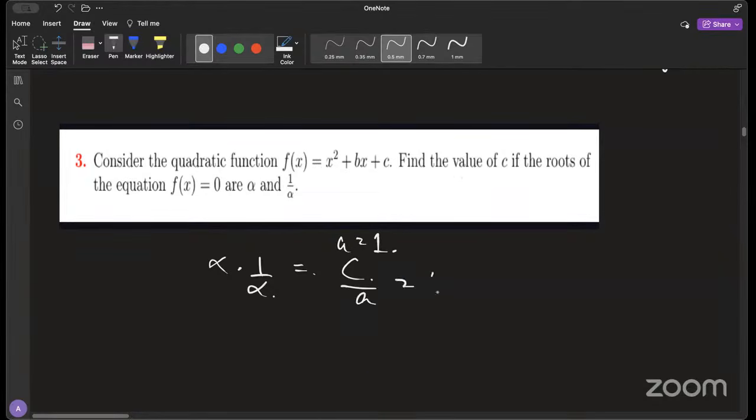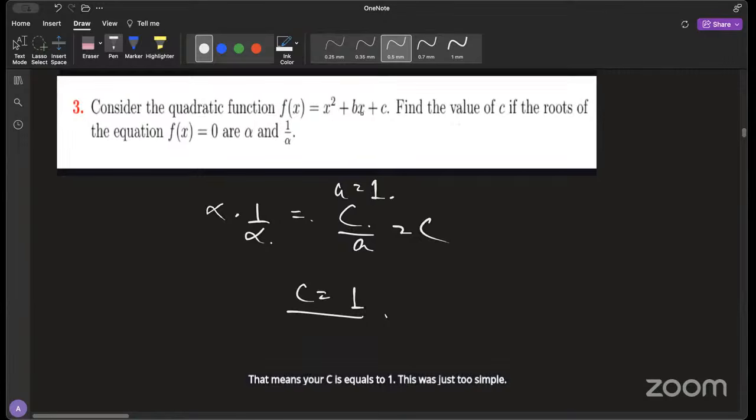C by a, that means it's just c. That means your c is equal to 1. This was just too simple. And so alpha could be asked to be non-zero too, right, ma'am?